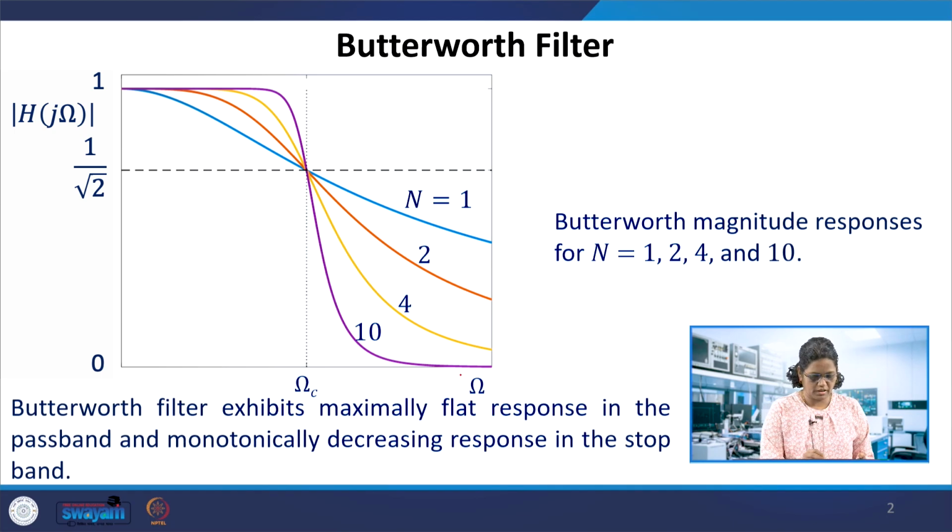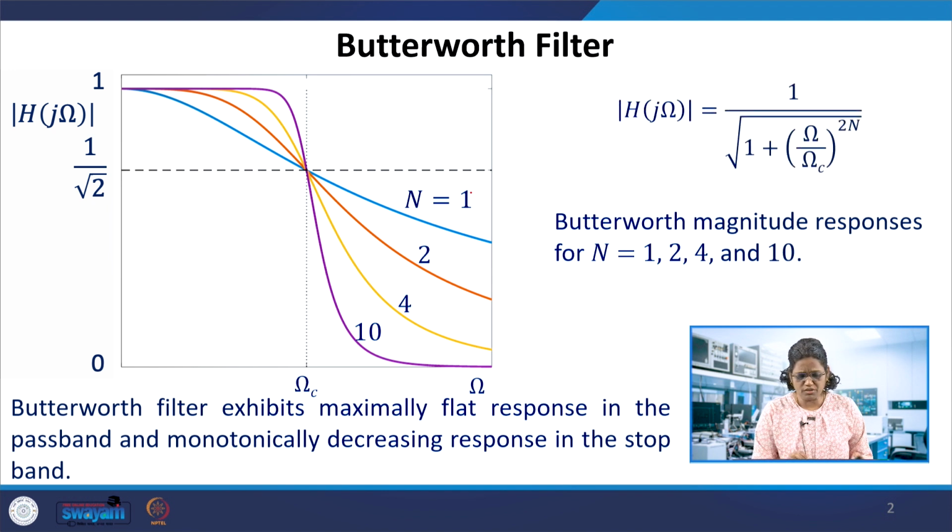When we see these characteristics, the pass band exhibits a maximally flat response in the Butterworth filter, and the stop band is monotonically decreasing. As the order increases, you can see better and better cutoff or attenuation. The order of 10 gives a sharper cutoff compared to order 1. The equation obeyed by this Butterworth filter is 1 by root of 1 plus (omega by omega c) power 2n, where n is the order and omega c is the cutoff frequency.